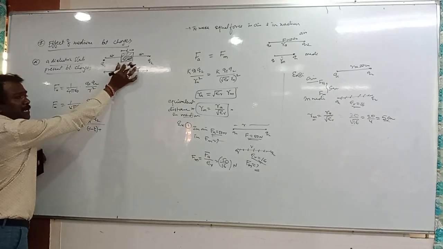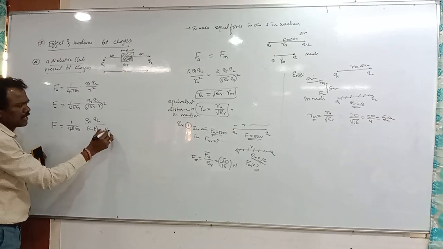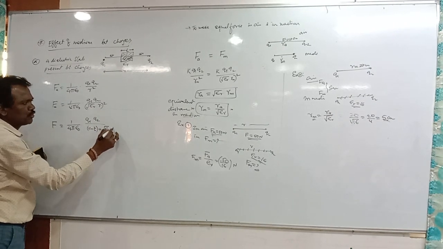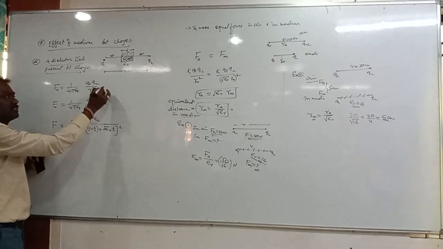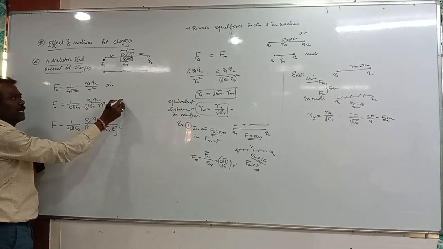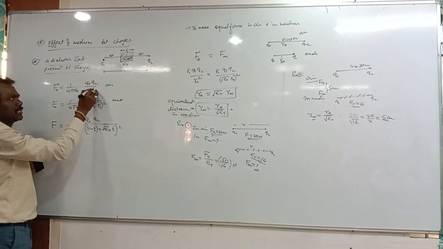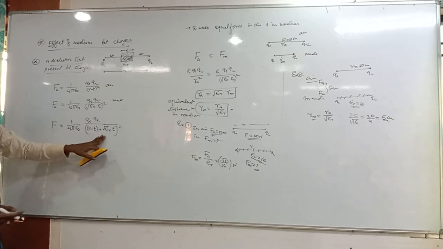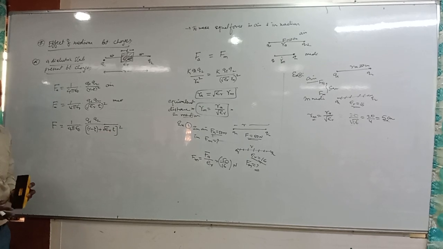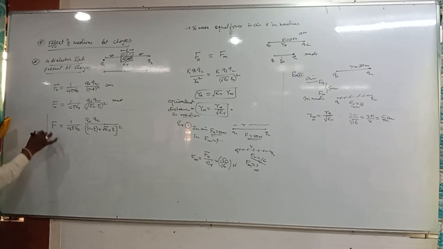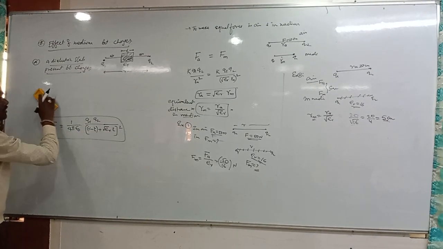Plus, the medium part is also there. How much distance is there? T. So root epsilon r into T we have to take. This is air, this is medium. So R effective is R minus T plus root epsilon r into T, whole square. Correct? You can write it directly.